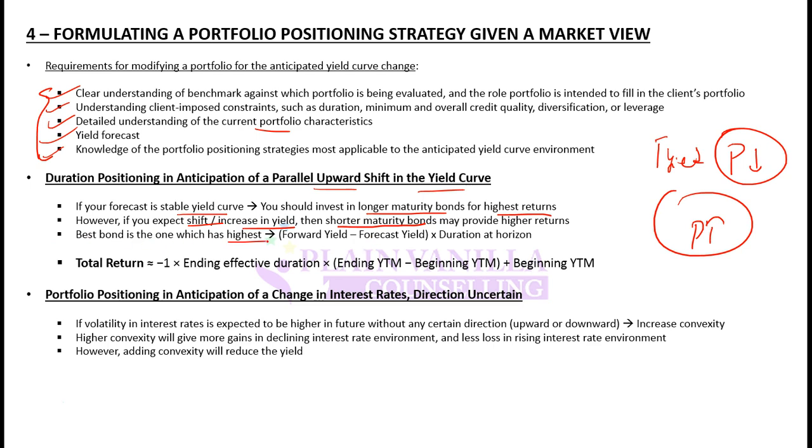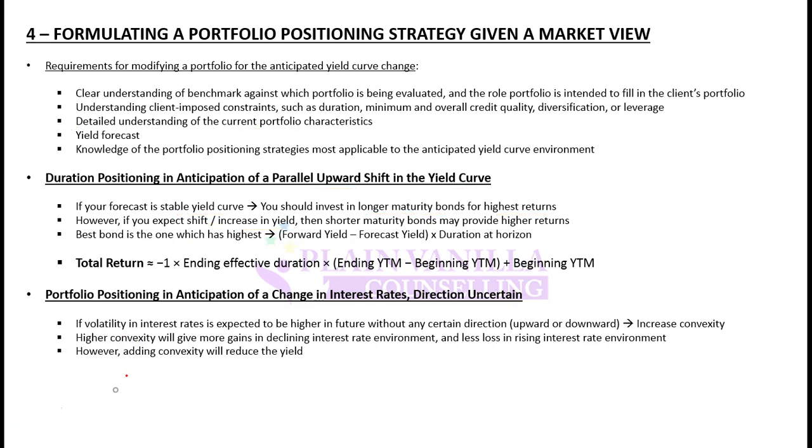The best bond is the one which has the highest forward yield minus forecast yield, multiplied by duration. That gives you the best impact on the portfolio. What is the impact on the portfolio? The impact on the portfolio is change in yield multiplied by duration. So the best portfolio would be the one that gives you the highest difference between forward yield and forecast yield multiplied by duration. If a bond is giving you a higher yield change here, but the duration is lower, then that is of no use. If it is giving you a lower change here but duration is higher, that might be of greater use.